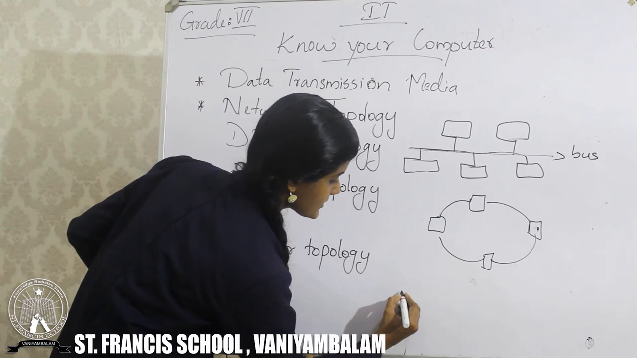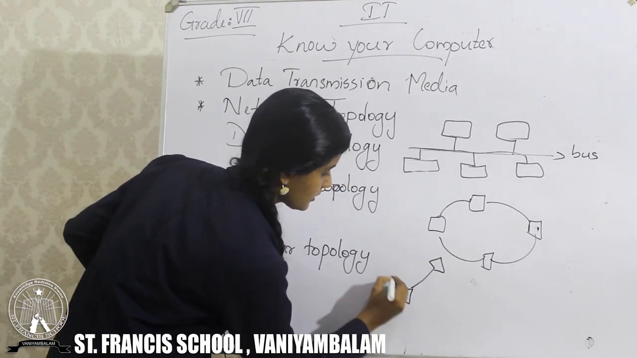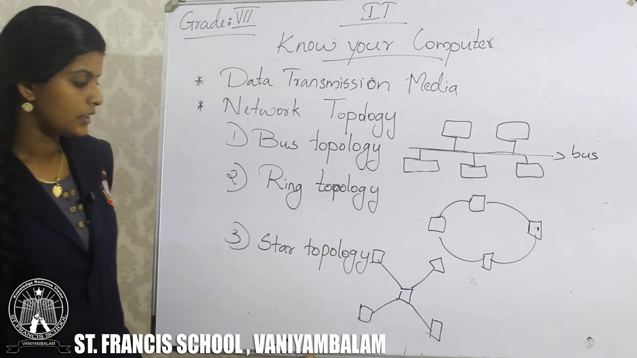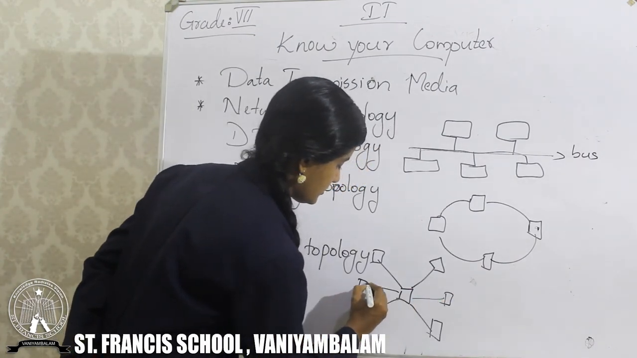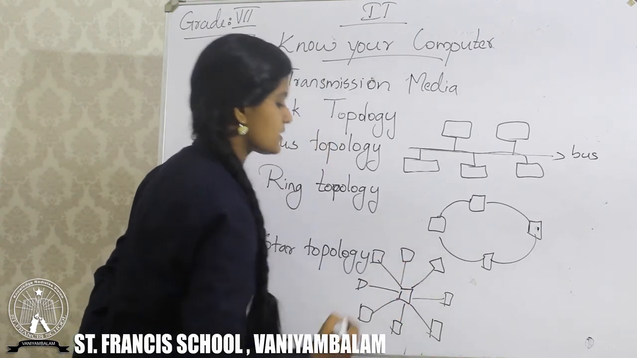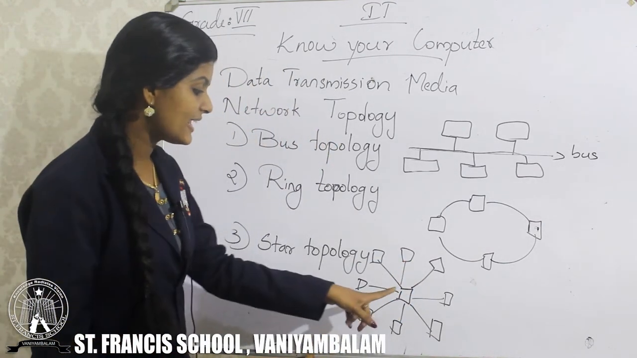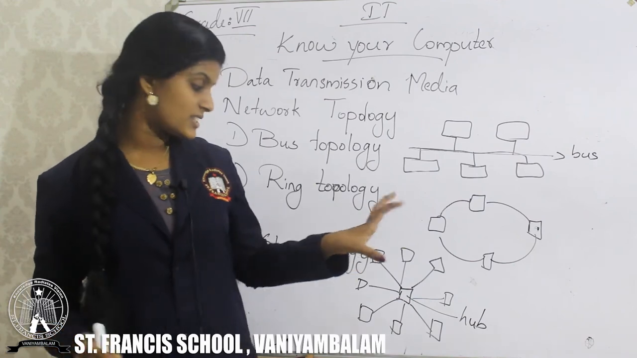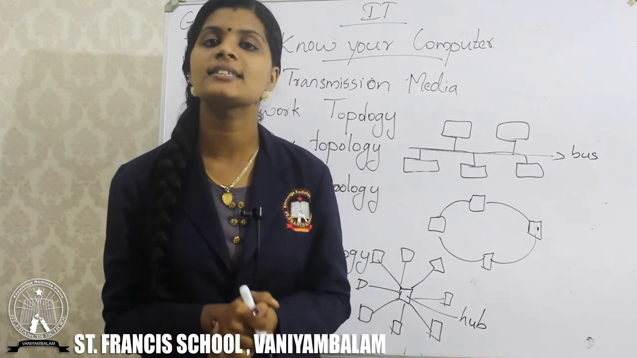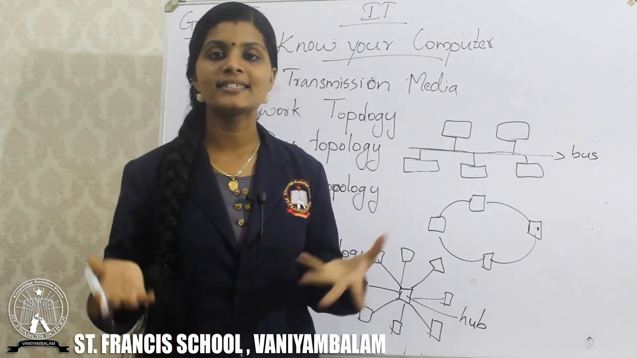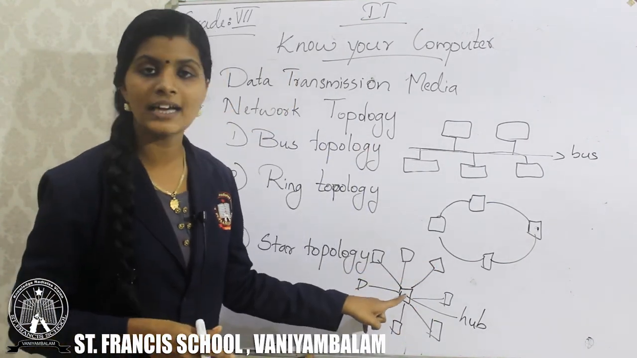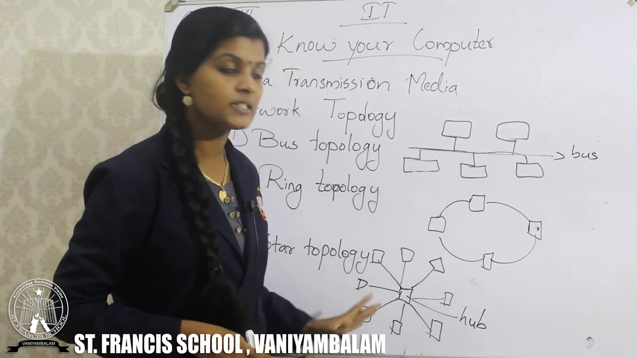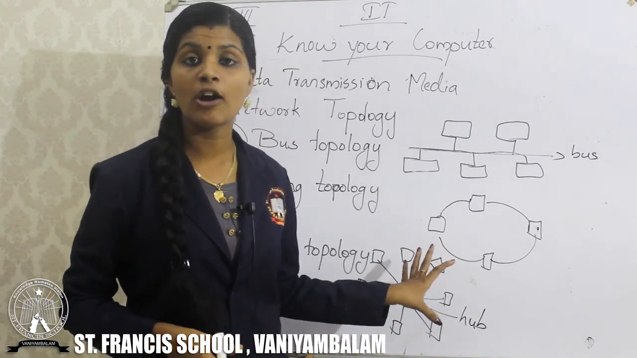So it's just like a star. Star topology is just like a star. You can see here in the center there is a device that is known as a hub, that means the central system. Whatever messages we are sending and receiving will first reach the hub. From the hub it is moving to the certain places. That is the working of star topology.